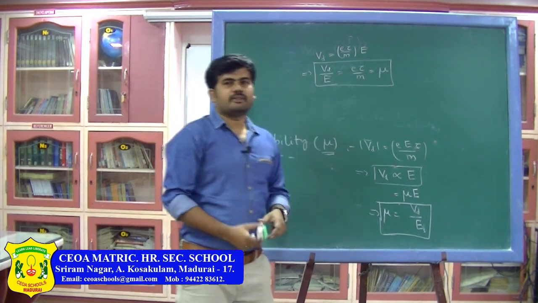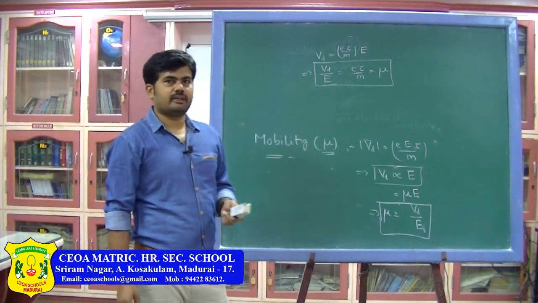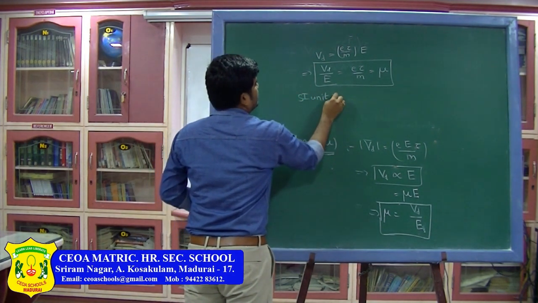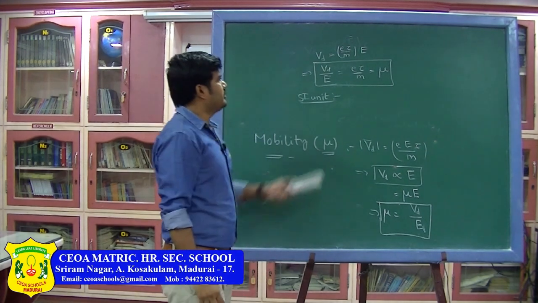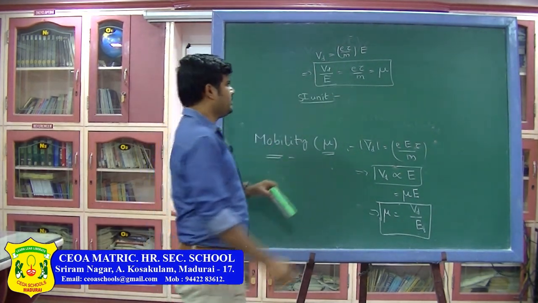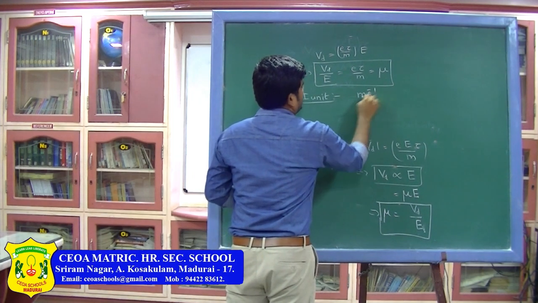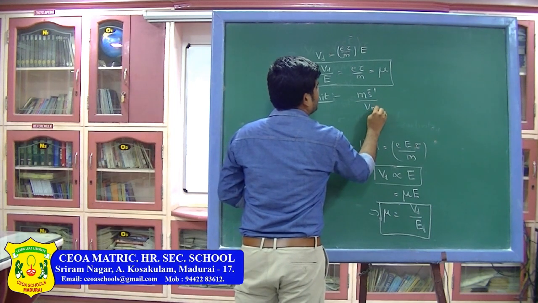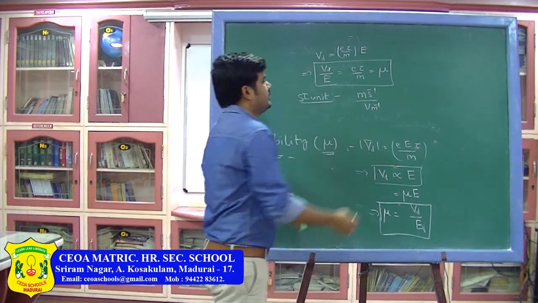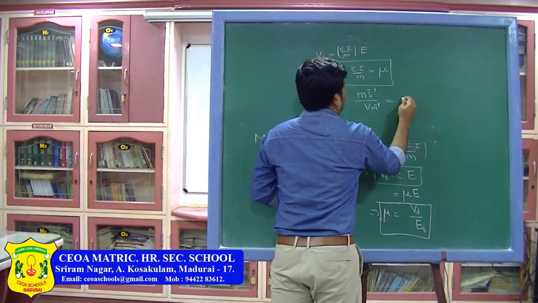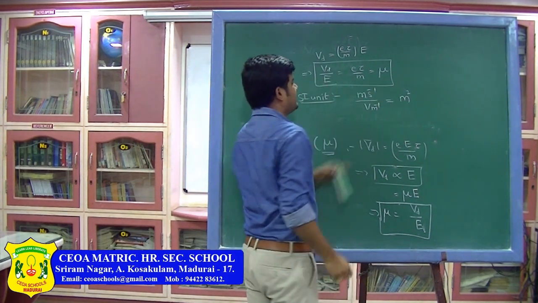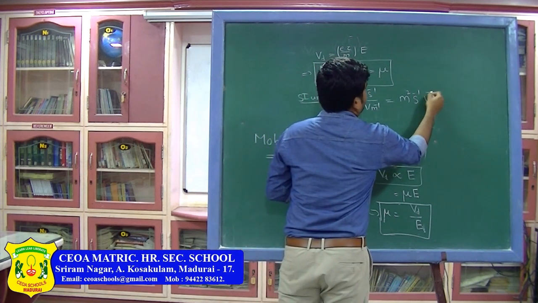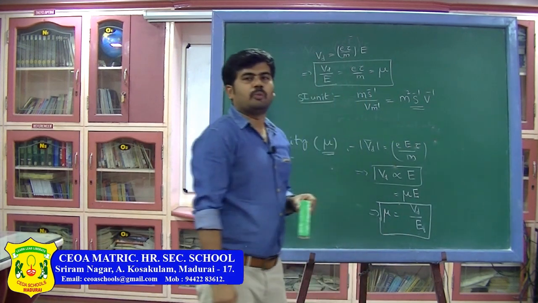Now, let us define the SI unit and dimensional formula for this particular physical quantity. SI unit of mobility. So, we know drift velocity has units meter per second, and the SI unit of electric field is volt per meter. So, I can write volt per meter in the denominator. Now, rearranging this you will get meter square, since meter into meter gives meter square, so meter square per second per volt is the SI unit of the mobility of charge carriers.